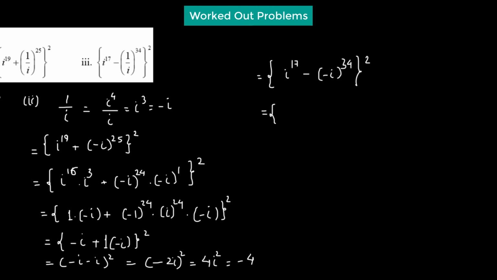Now we can rewrite i^17 as i^16 times i, minus, we can take out the -1. So we have (-1)^34 times i^34. So we have 1 times i, since i^16 is 1. This will be negative, and (-1)^34 will be positive 1.